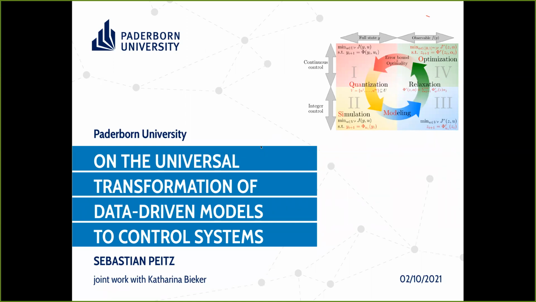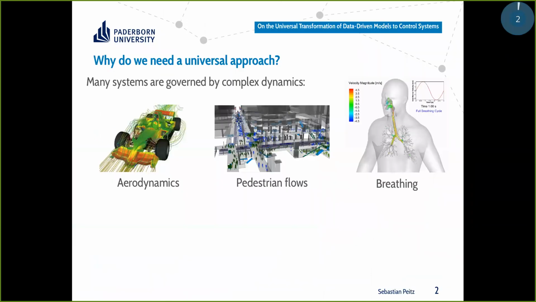I would like to talk about how to universally transform predictive models to control systems today. Before I start, let me ask the question: why is such an approach necessary? The motivation is the optimization of complex systems. If you think about aerodynamics in engineering, for example, or pedestrian flow simulations, or medical applications like breathing simulations, these are usually very costly to do numerically, if models are even available.